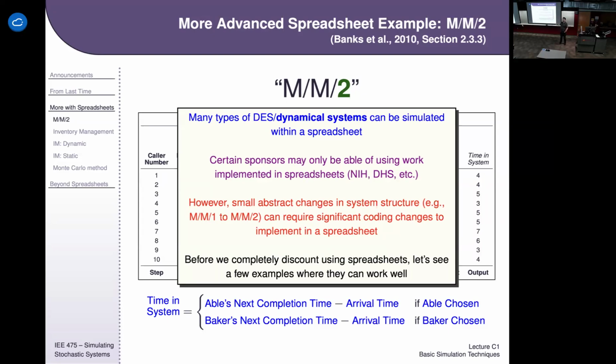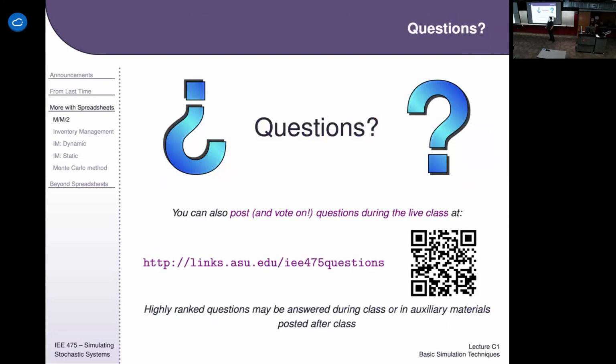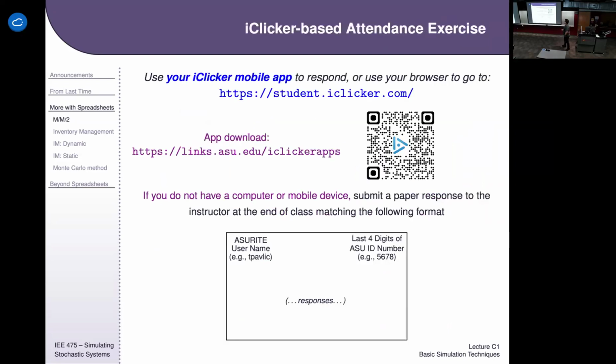All right, so any questions about these examples, the MM1Q and the MM2Q in a spreadsheet? Okay. All right.